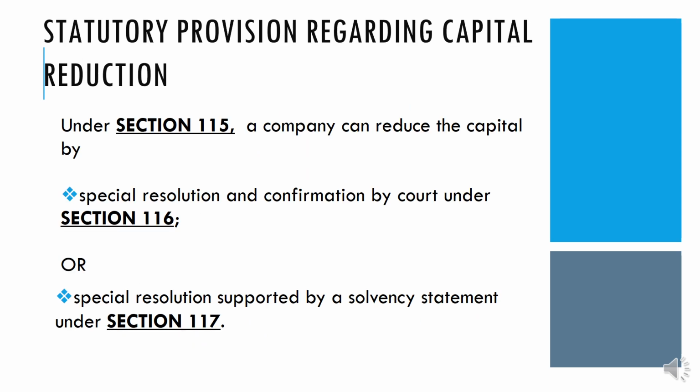Statutory provision regarding capital reduction. First, it is provided under section 115 of the Companies Act, where it stated that a company can reduce the capital by 2 ways. Either under section 116 by special resolution and confirmation by court, or under section 117, that is through special resolution supported by a solvency statement. So 2 ways: 116, special resolution plus court, or 117, special resolution plus solvency statement.